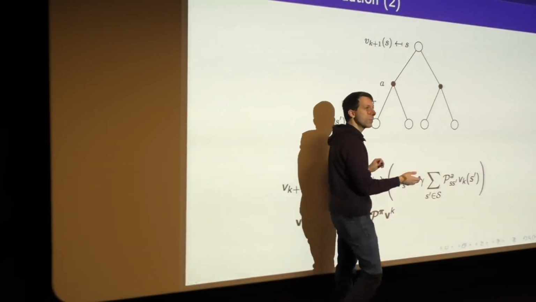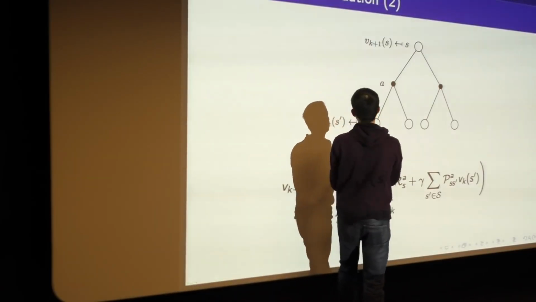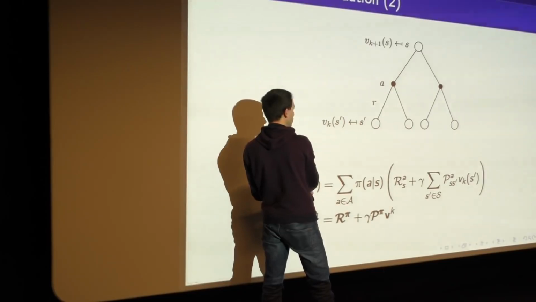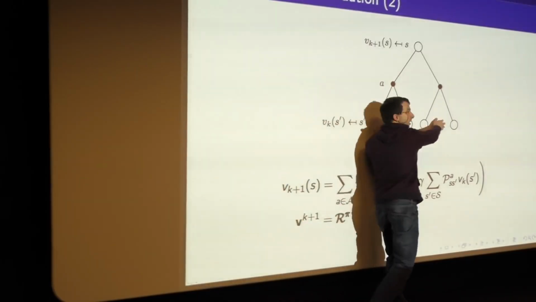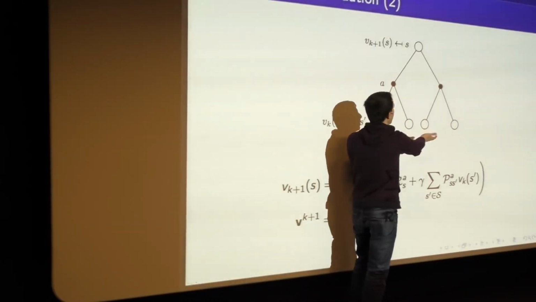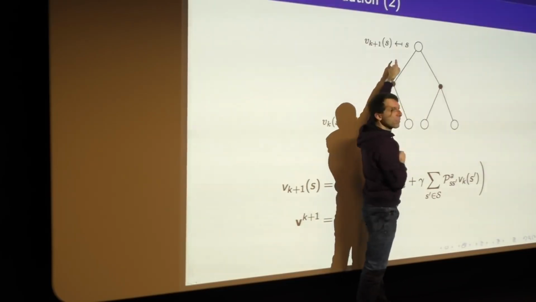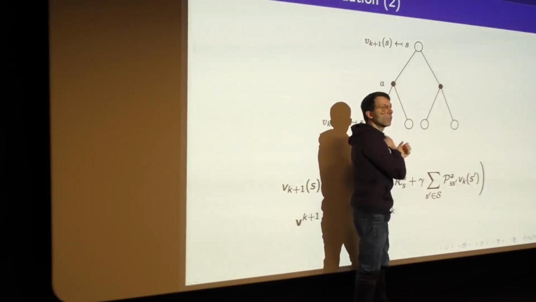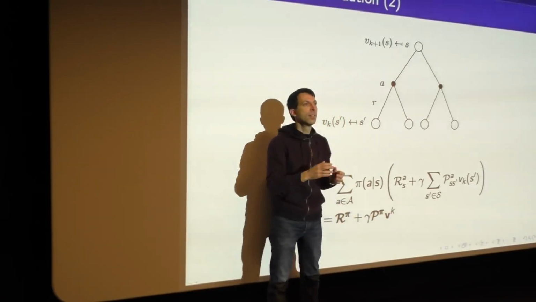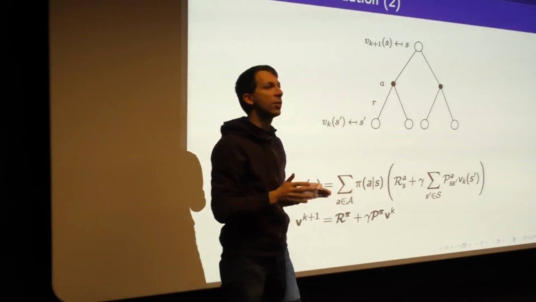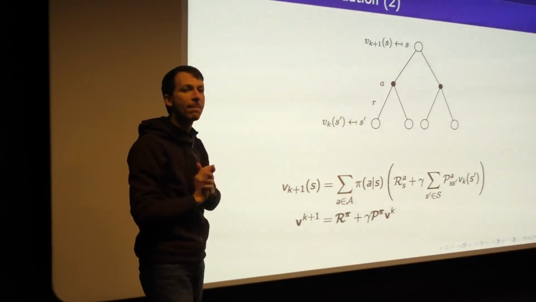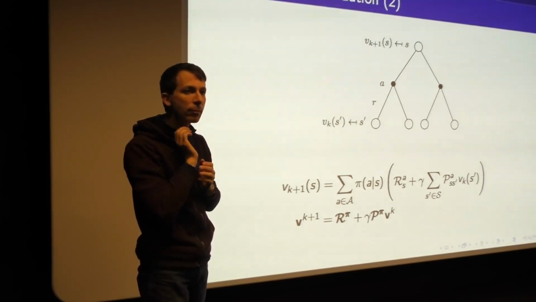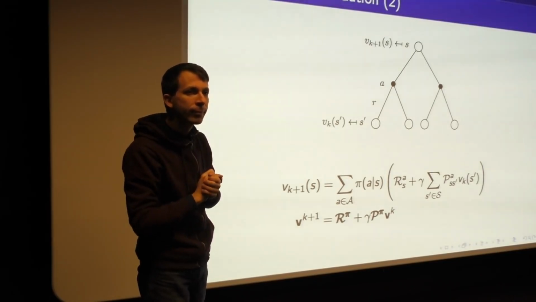We take the value function we've just computed, our vk plus 1, and now that will take a turn at being the leaf. We plug that in at the leaves, we back that up, and we would get vk plus 2 at the root. We do that for every state, we iterate, and this process is guaranteed to converge on the true value function. Yeah, question?